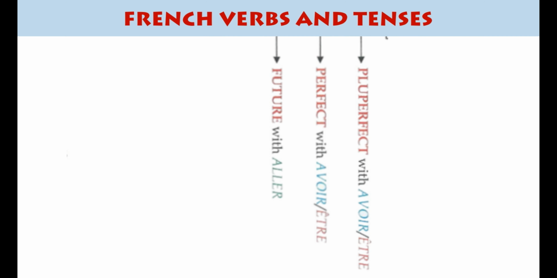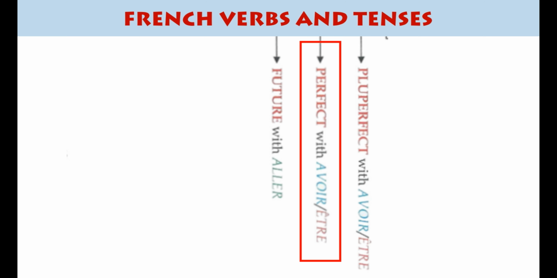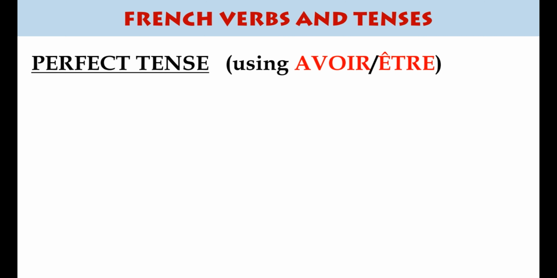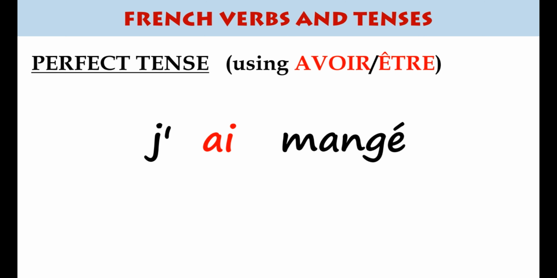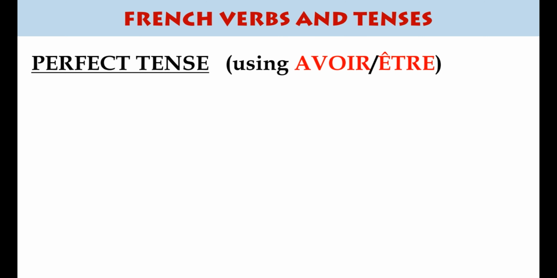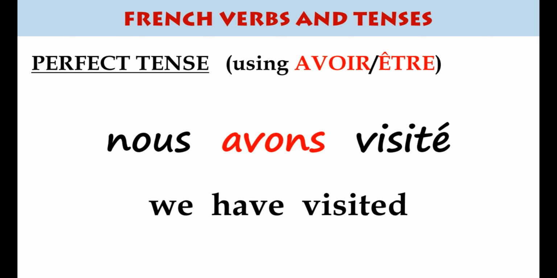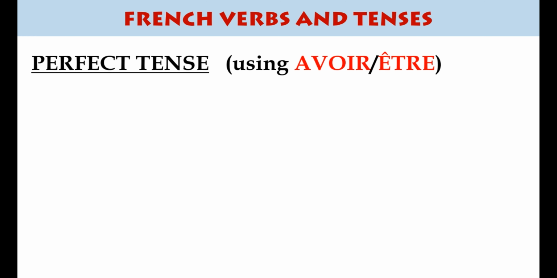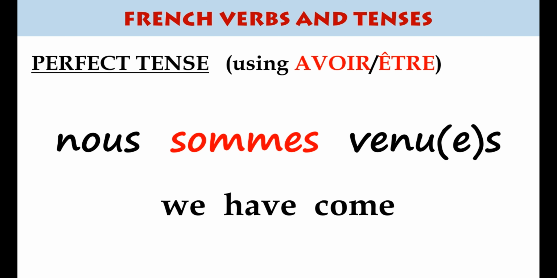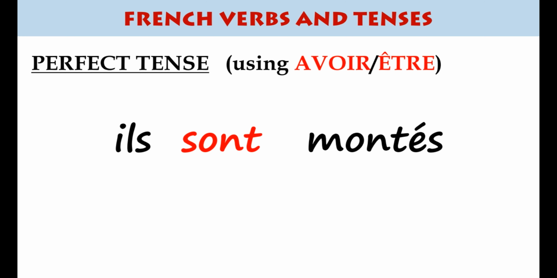Perhaps the most useful one for you at GCSE is the perfect tense. And here's some examples of perfect tenses. J'ai mangé, I have eaten. Nous avons visité, we have visited or we visited. And some of them use être as well as avoir. So, nous sommes venus. And ils sont montés.